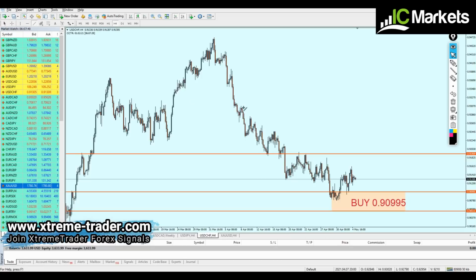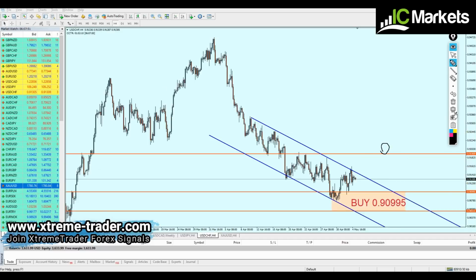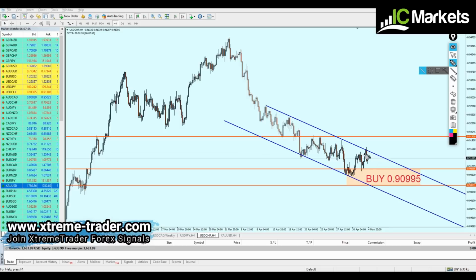As we can see right here, if we draw a resistance trend line, we can notice that the pair is running in this channel, and it seems like it has reversed exactly on the peak of that resistance trend line. Exactly like that. The pair has reversed exactly on that previous resistance trend line. So most likely it's going to continue the fall. It's a different situation for the USD CHF. We need to look now for the short.